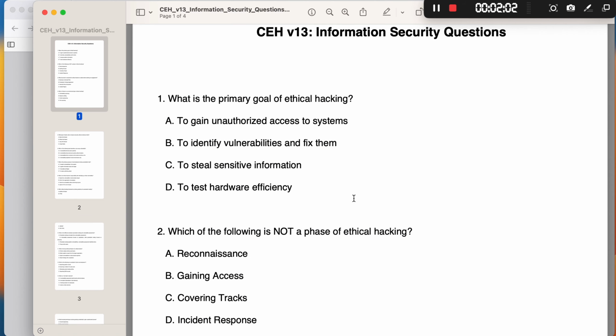So let me bring the first couple of questions and you are going to write the answer or try to see what the answer is, and then I'm going to cover the correct answer for each question.